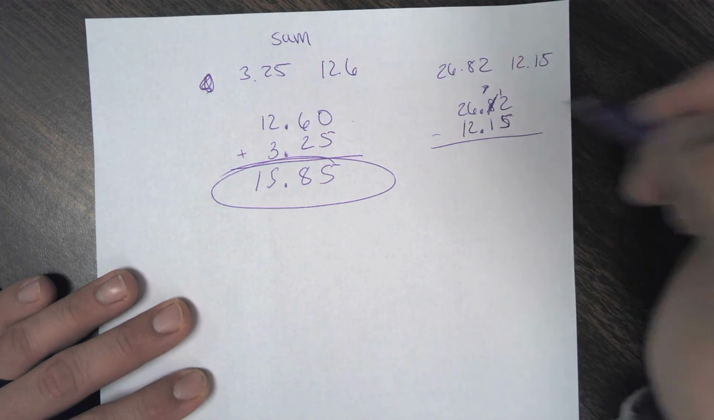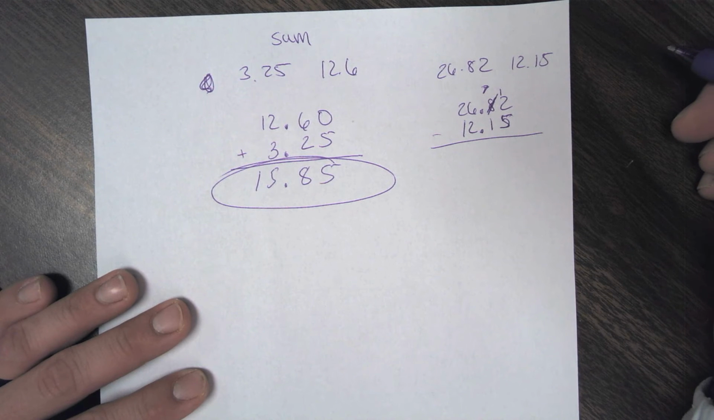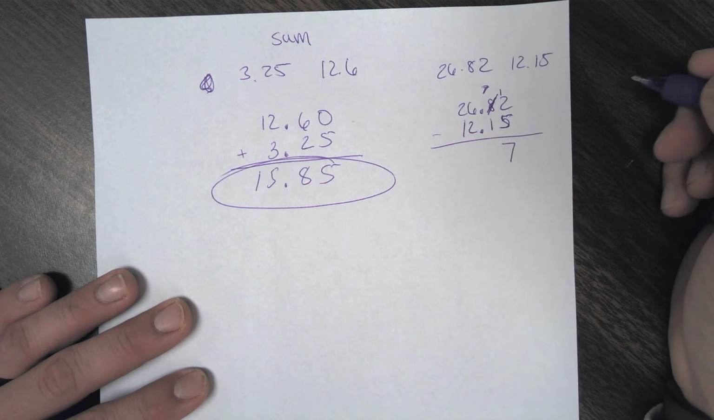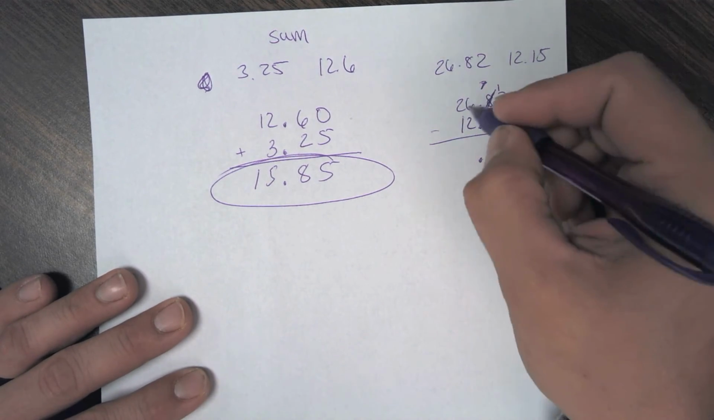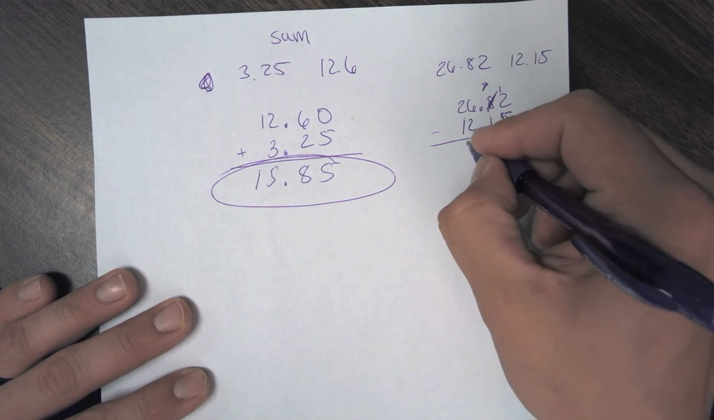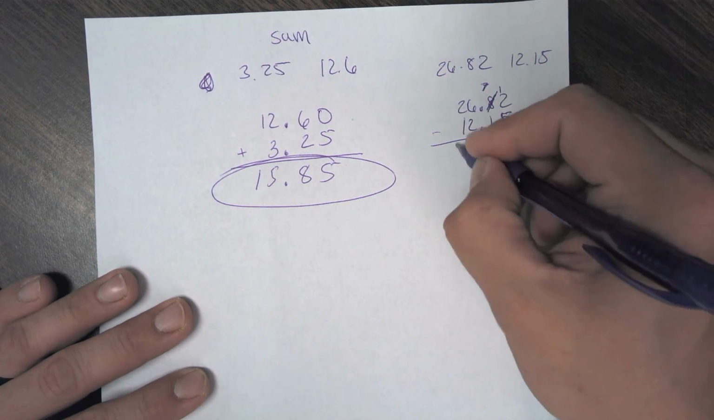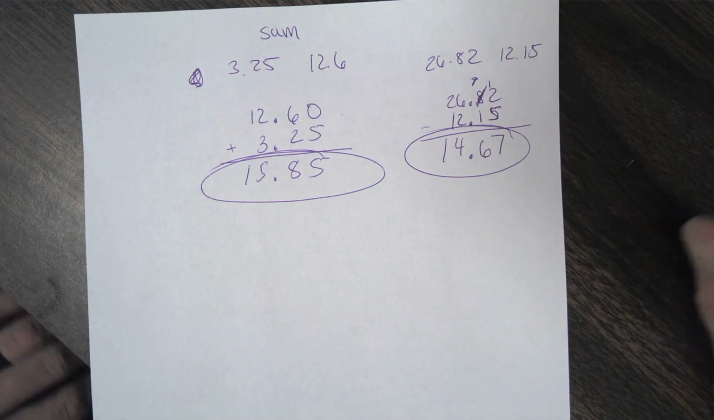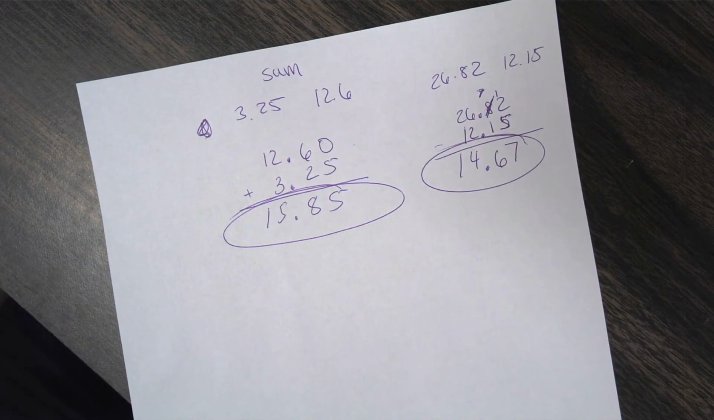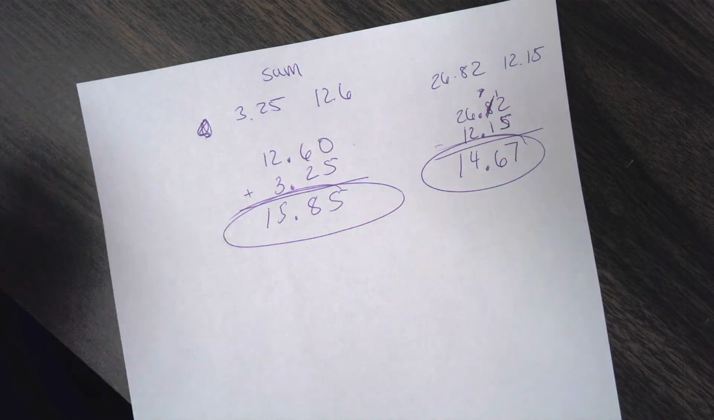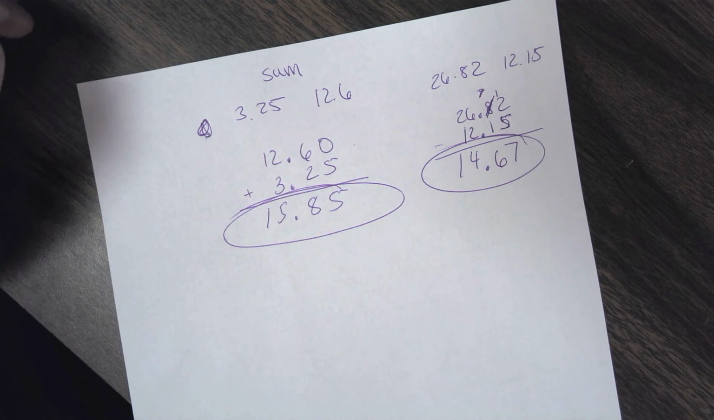That becomes 12. What's 12 minus 5? 7. What's 7 minus 1? 6. Bring my decimal straight to my answer. What's 6 minus 2? 4. And 2 minus 1? 1. There's your answer. That's it. That's all I want you guys to do. There's addition. There's subtraction. So just line up the decimal. That is the only rule you have with addition and subtraction with decimals. You have to line up the decimal point. Otherwise, it will not work.